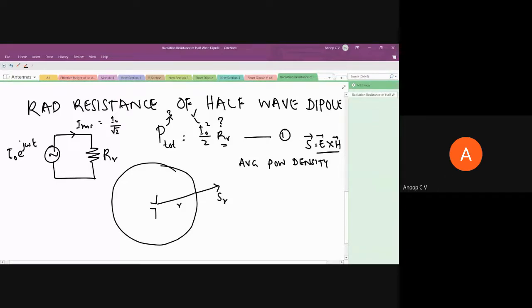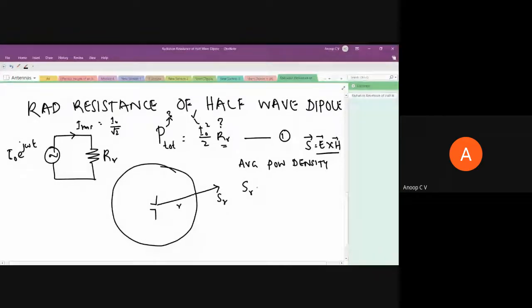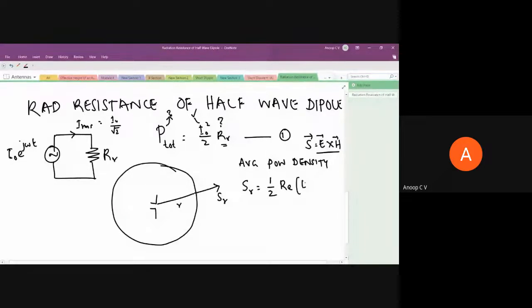So the value of S at which time instance you will consider, that is the question. That's why we are considering the time average power density. So the average power density SR, or S average, is half times the real part of E theta times H phi conjugate.